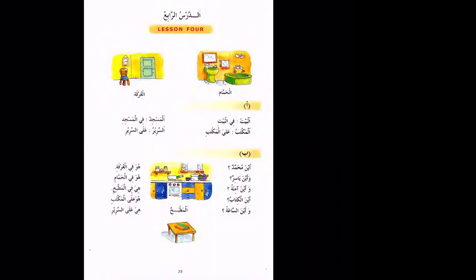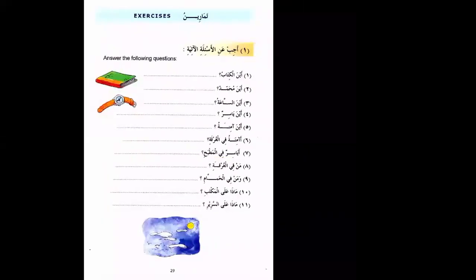Ayna al-kitab? Where is the book? Huwa ala al-maktab. It is on the desk. Wa ayna as-sa'a? And where is the watch? Hiya ala as-sarir. It is on the bed. So here we got the examples, the exercises which ask us to go through the questions and answers in the previous lesson and to answer those questions. So inshallah we will leave that for the homework.